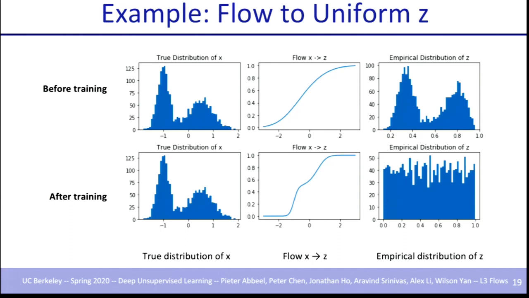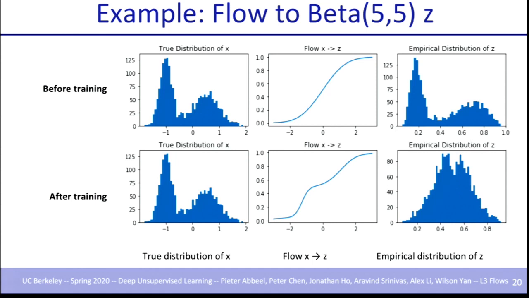You don't have to go to uniform. You can flow to a beta 5.5, which is a peaked distribution somewhat, but with bounded support. And so same thing here: top left, the distribution of the data samples x, the original flow x to z, the original empirical distribution of z is going to have a pretty bad score. As we optimize the flow, which under the hood is the means, variances, and weighting of the mixture of Gaussians, the cumulative distribution function of that mixture changes into something that maps it to something close to a beta 5.5.